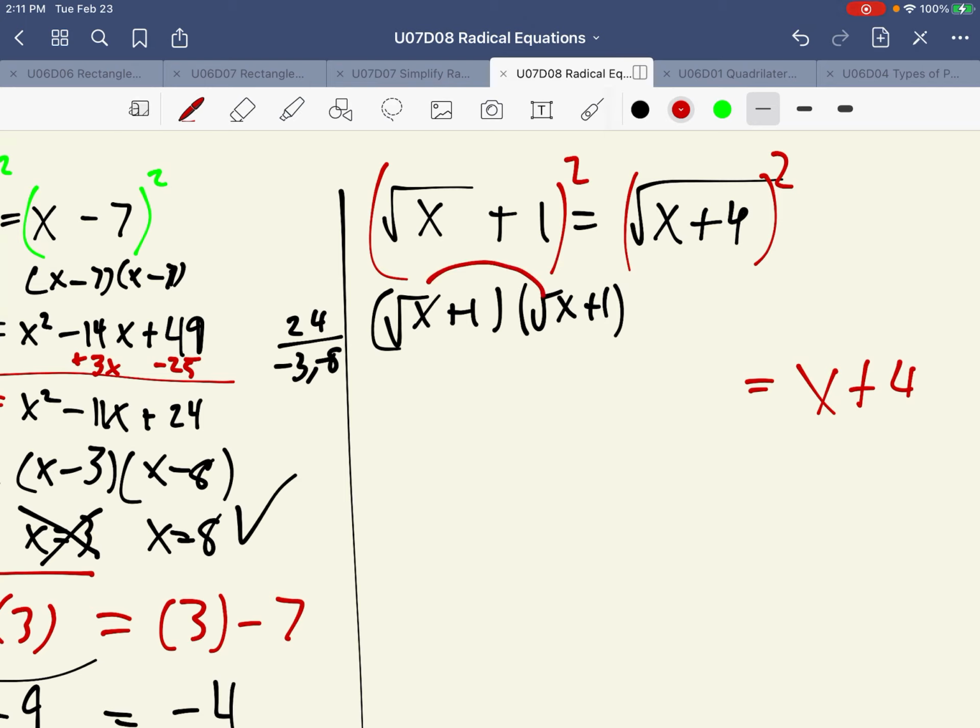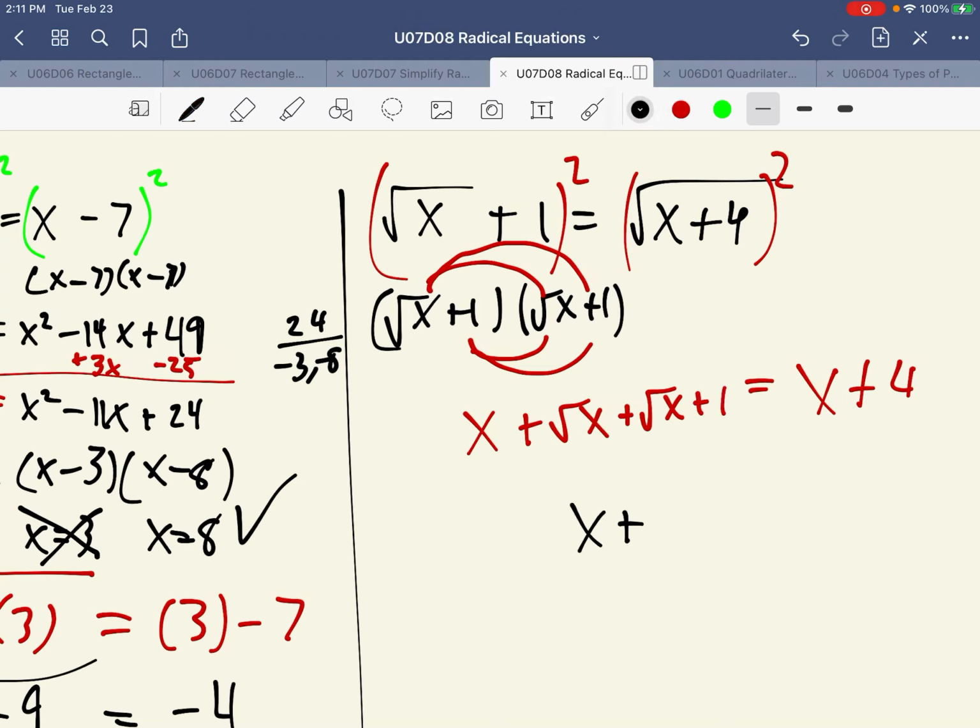So that'll be radical x times radical x is x. Radical x times 1 is going to be radical x. 1 times radical x is going to be radical x. And 1 times 1 is going to be 1. So you're going to simplify this a little further. We'll get x plus 2 radical x plus 1 equals x plus 4. That's just combining the like terms.